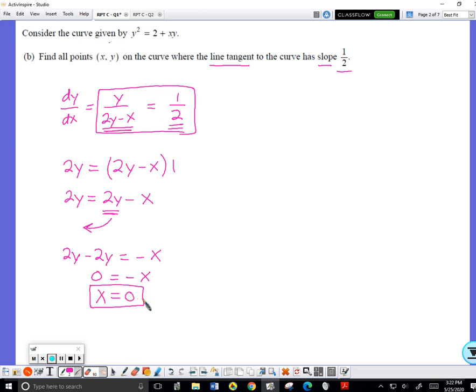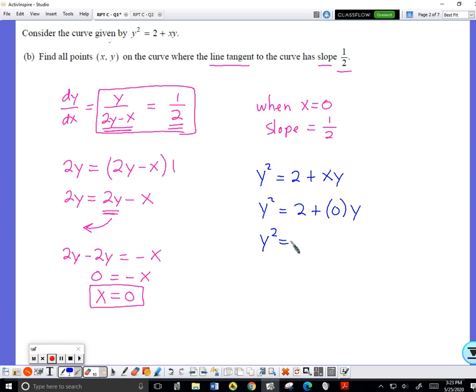So it appears that when x equals 0, slope should be 1/2. We have to make sure that x equals 0 is a point on the curve. So take the equation, plug in x equals 0. Which would give us y squared equals 2. When we take the square root of both sides, we get two possible answers. Either the square root of 2, or y could equal negative root 2.